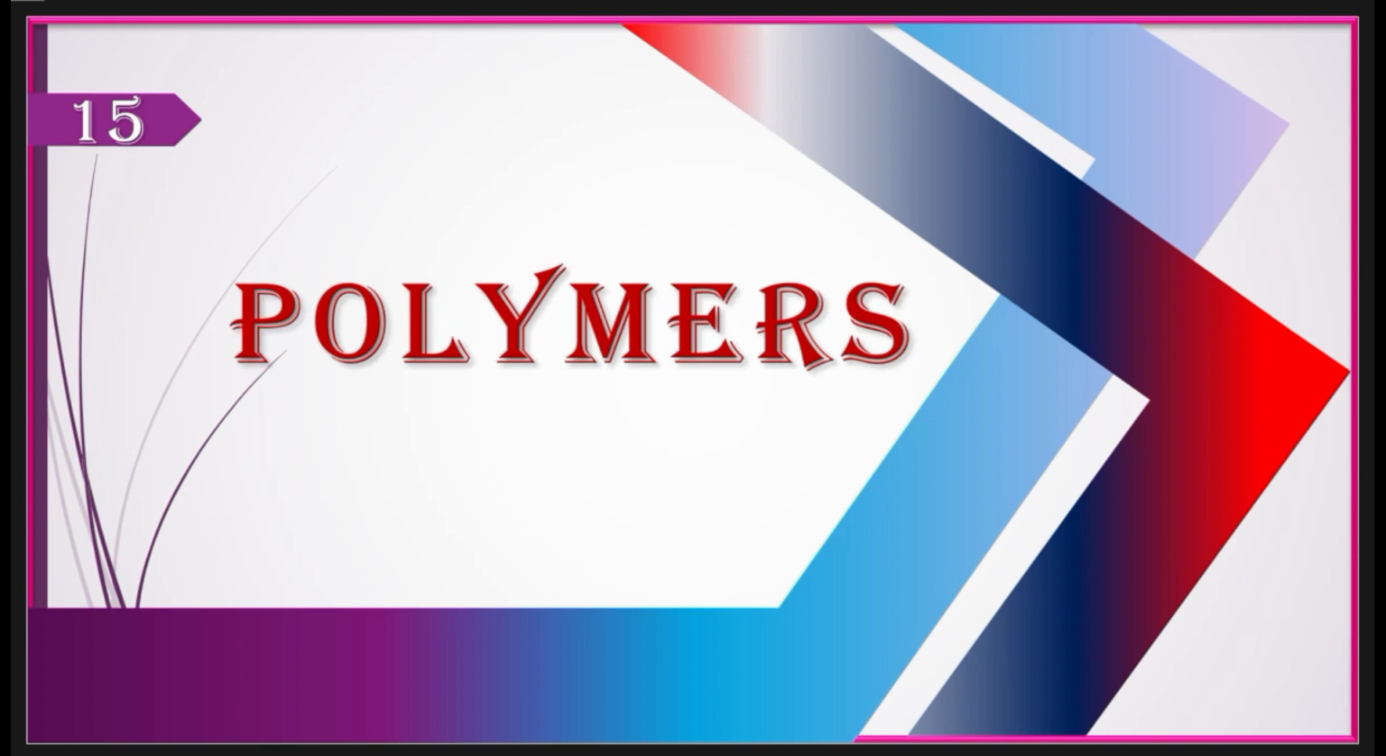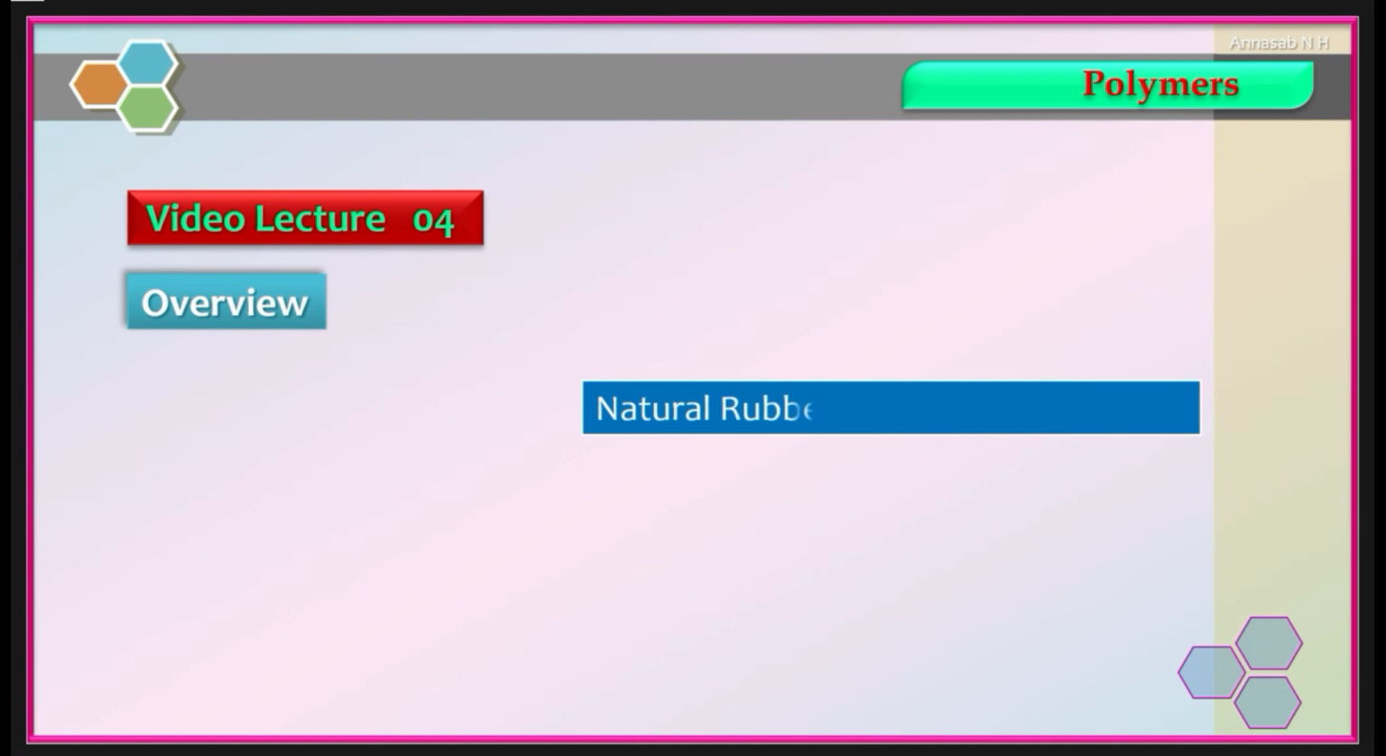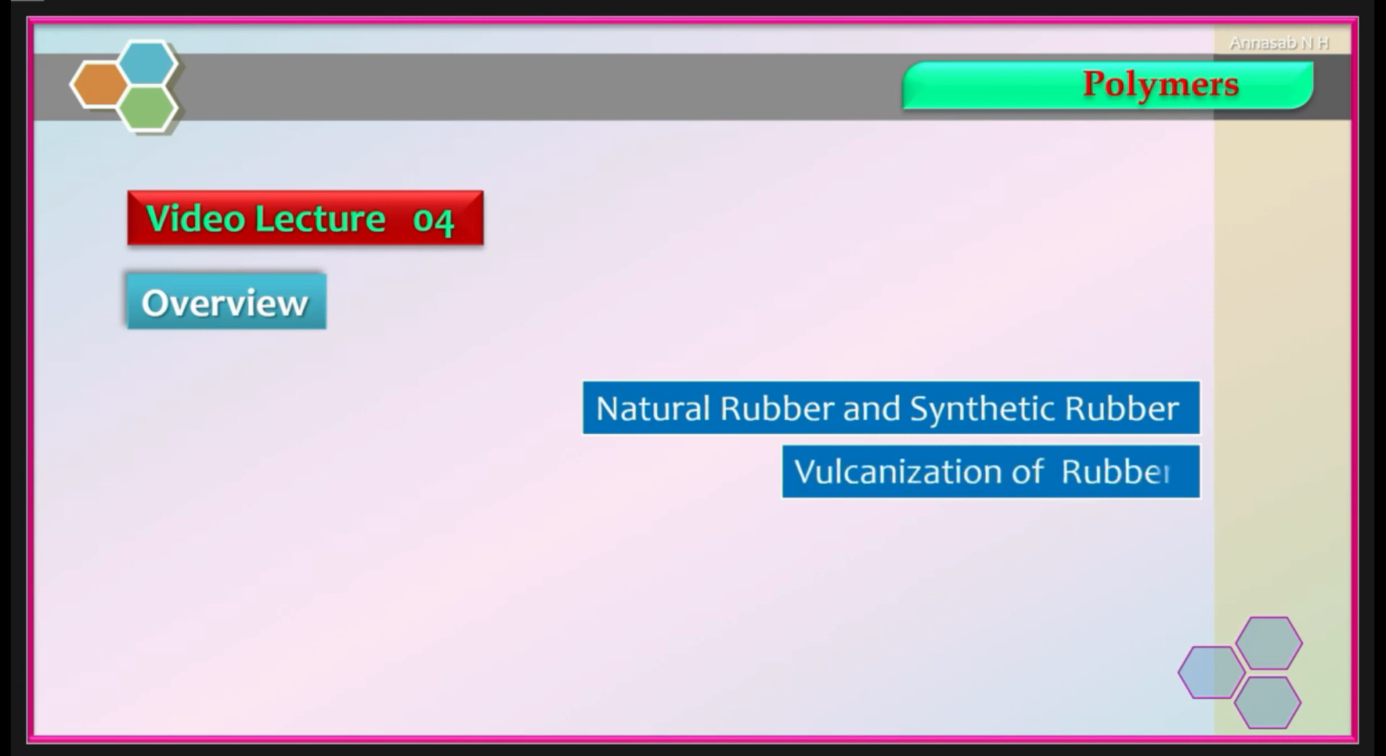In the previous classes, we learned the preparation of different types of polymers. In today's video lecture, that is video lecture 4, we are going to learn about natural and synthetic rubbers. Along with that, we are going to learn vulcanization of rubber, which is one of the most important processes taking place to convert the strength of rubber, and preparation of synthetic rubber.